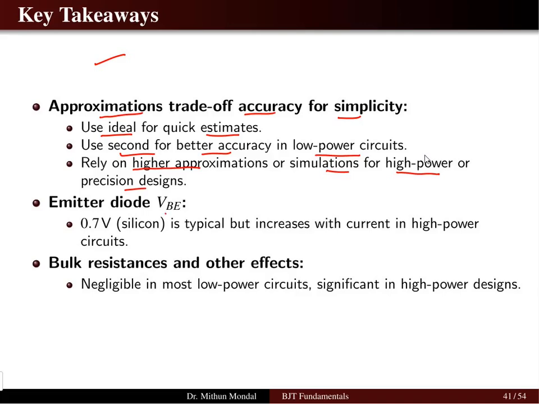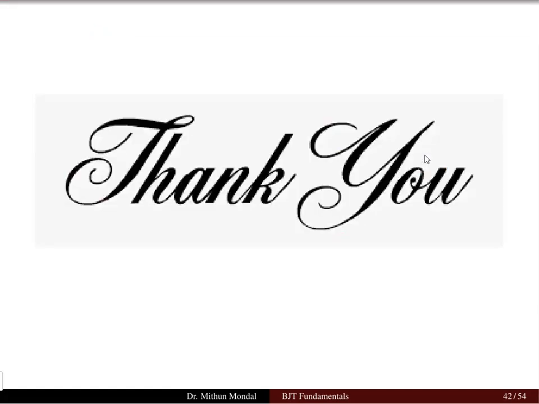precision designs. For the base emitter voltage, usually for the second approximation we take 0.7 volt, which is typical, but it increases with current in high power circuits. So this 0.7 volt we generally take as the second order approximation, which we include mostly for the calculation. Bulk resistance and other effects we can think to be negligible in most low power circuits and hence significant only in high power designs.